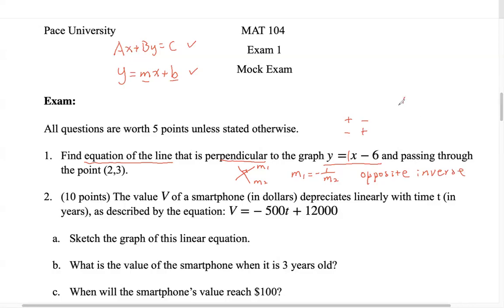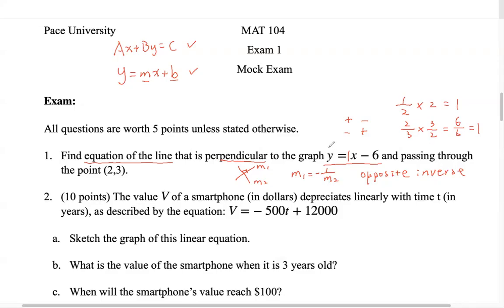What's the inverse of half? The inverse of half is 2, because half times 2 is 1. What's the inverse of 2 over 3? The inverse of 2 over 3 is 3 over 2. Because we get 6 over 6, which is 1. So two numbers multiply each other, gets 1. We call multiplicative inverse. So when two lines are perpendicular to each other, the relationship of the slope, one slope is the opposite inverse of the other.